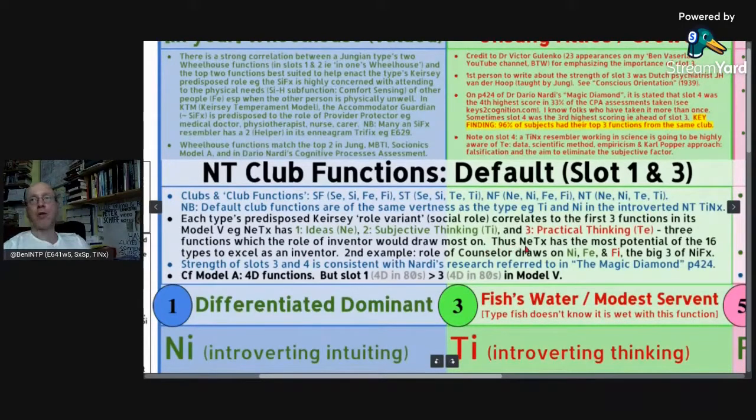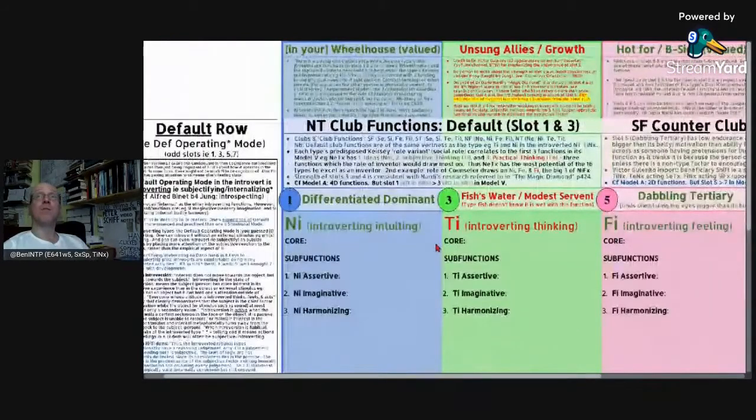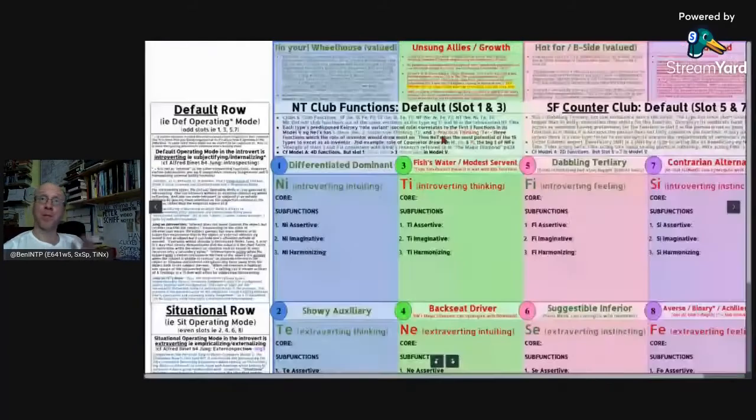Thus, ENTP has the most potential of the 16 types to exercise as an inventor. Setting an example, the role of counselor draws on NI, FE, and FI, the big three of INFJ. Strength of slots 3 and 4 is consistent with Nardi's research referred to in the Magic Diamond. So that's all about club functions. Some of that's outside the remit of this, but you know, I'm covering it.